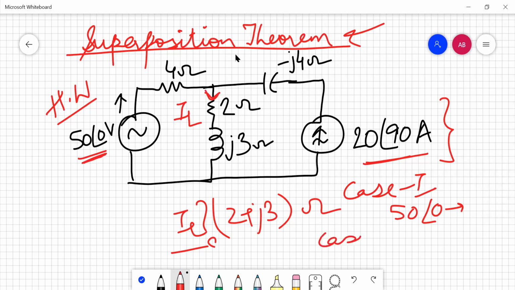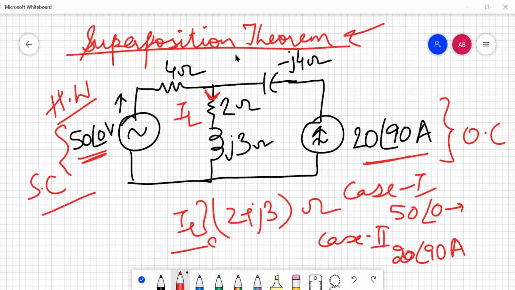For case 2, you will be considering your 20 angle 90 ampere current source, while you will be short circuiting this 50 angle source. This will be open circuit. You will be redrawing it, and again it will be in the downward direction, and then you need to add both of them, and that will be the value of your total IL. So total IL will be equal to the current because of the 50 angle source plus the current because of your 20 angle 90. So this is a homework for you.